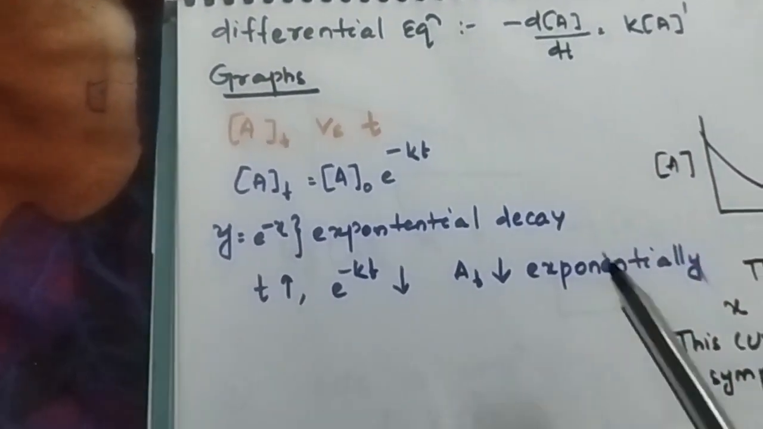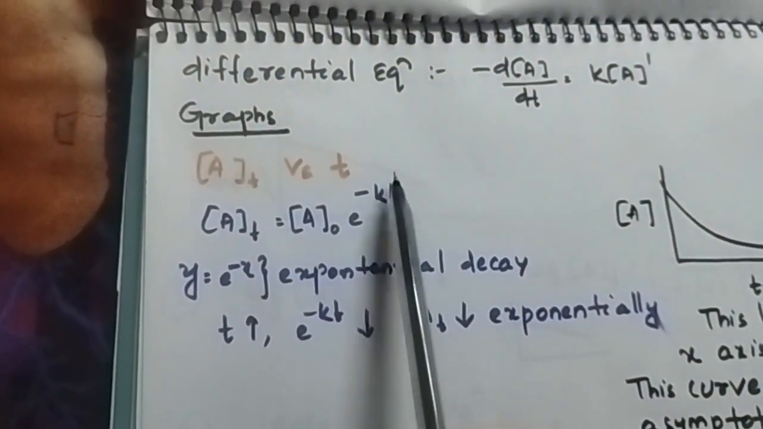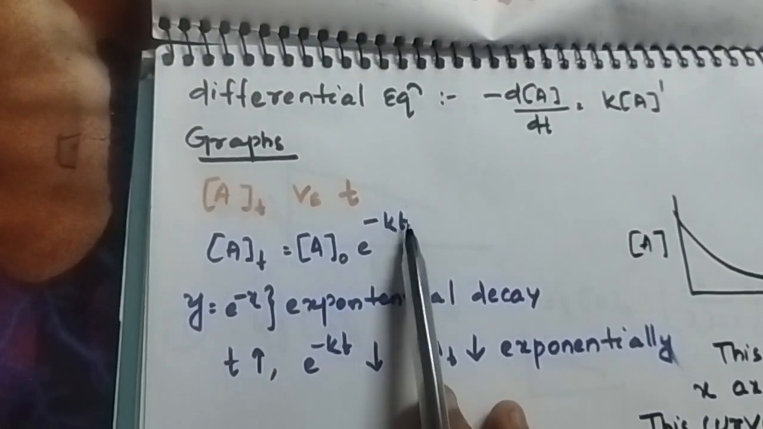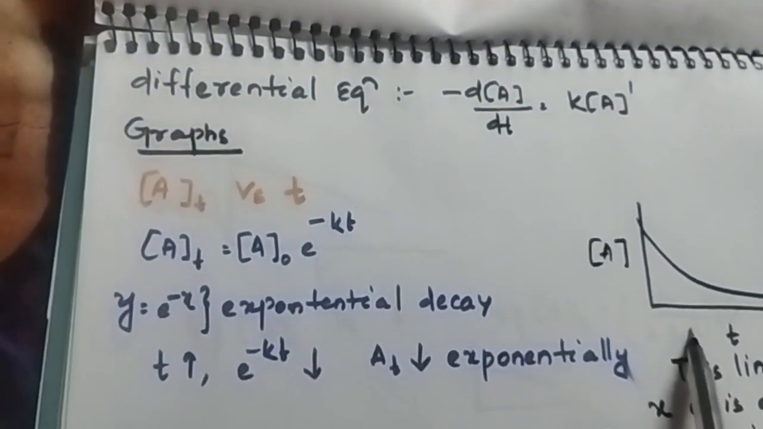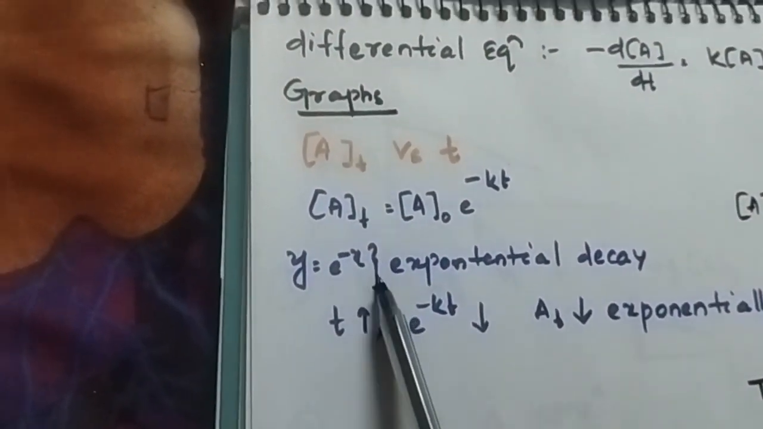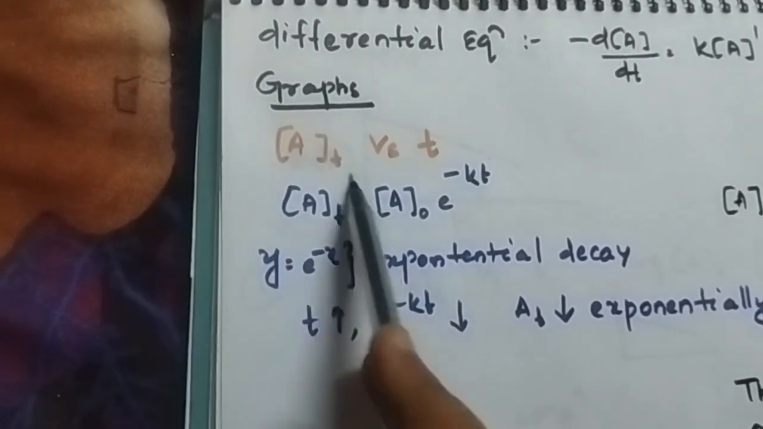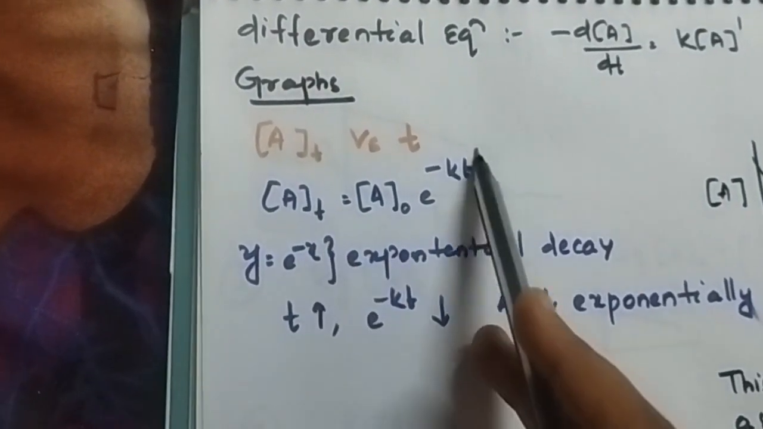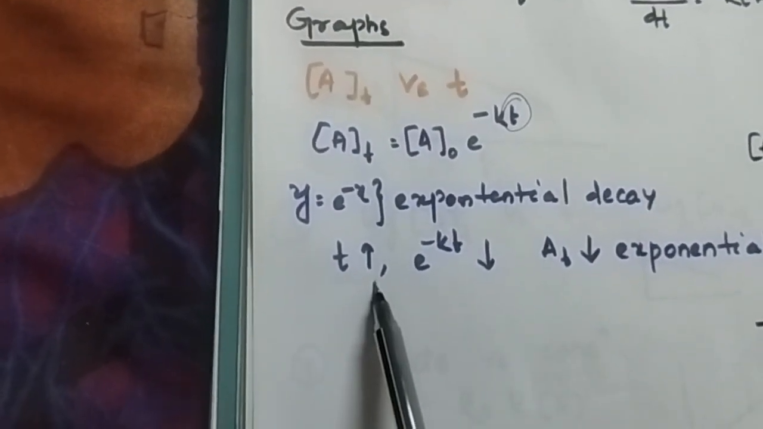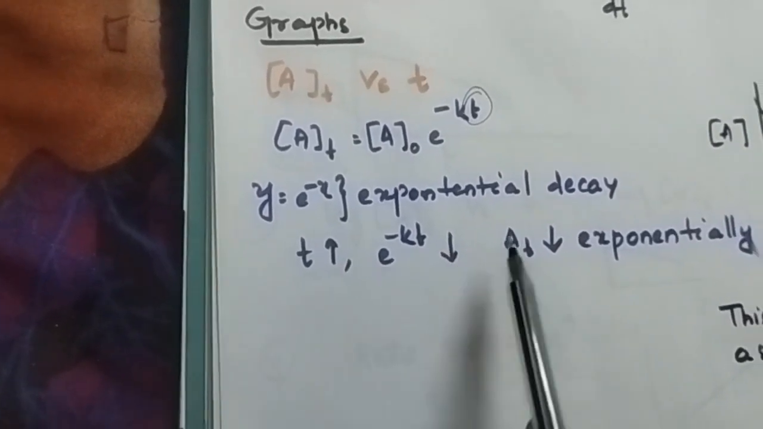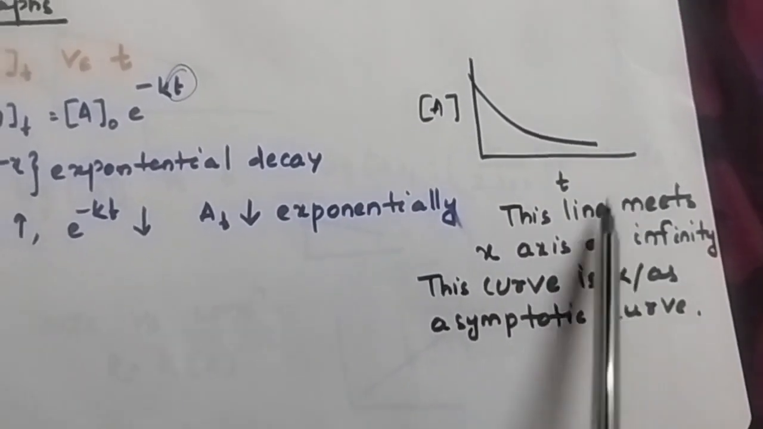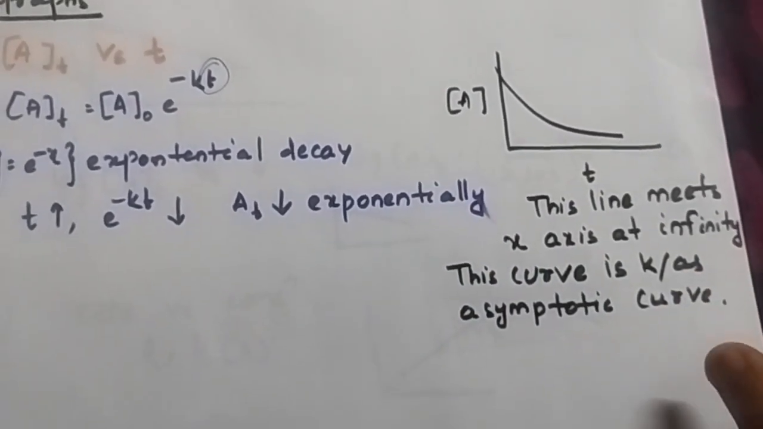When I draw a graph between At versus time, we know that the equation is At equals A naught e to the power minus kt. So the nature of the graph is exponential, as we know that y equals e to the power minus x. Here on the y-axis we have taken At, and on the x-axis we have taken time. If I increase time, then e to the power minus kt decreases exponentially, and this line meets the x-axis at infinity, and this curve is also known as an asymptotic curve.